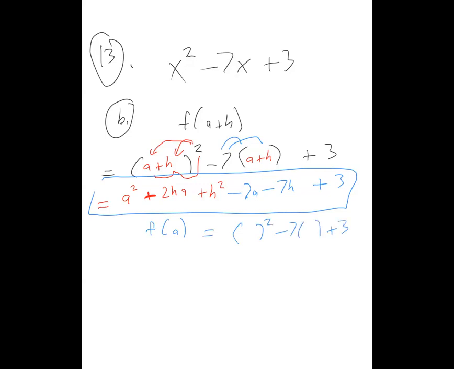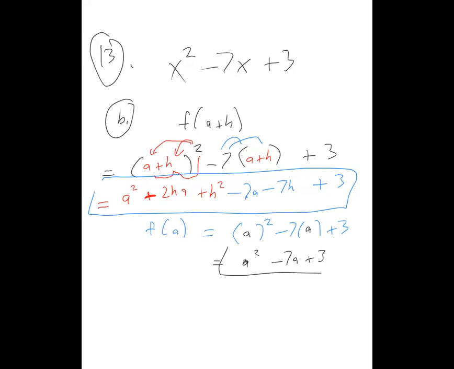So it's the same function, except instead of x squared minus 7x plus 3, you have to plug in a for x. So f of a just equals a squared minus 7a plus 3. Do you all have that figured out?